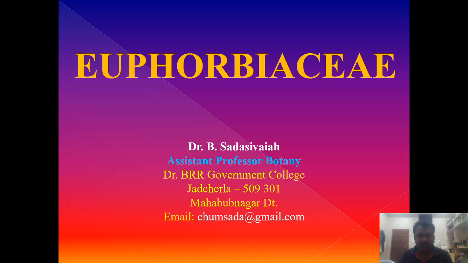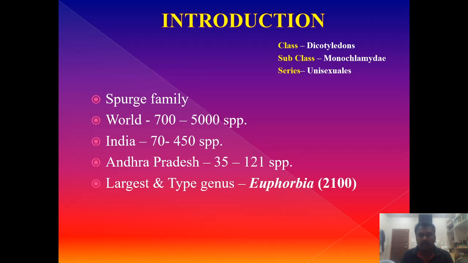Students and friends, today we are going to discuss the family Euphorbiaceae, which belongs to the class Dicotyledonae, subclass Monochlamydeae, series Unisexuales. There are no orders in this subclass. This family is commonly known as the Spurge family.